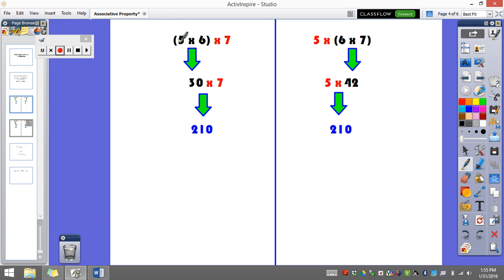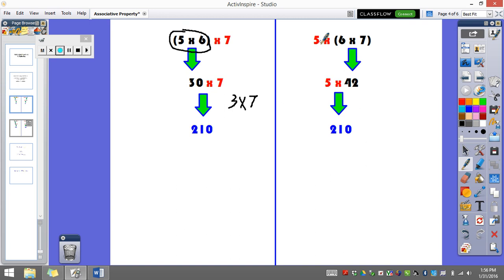Another example, we have 5, 6, and 7. On this side, we start by grouping the 5 and the 6, which gives me 30. Then I would do 30 times 7. 30 times 7, I can think of it as 3 times 7, which is 21, and I add a 0 to the back.